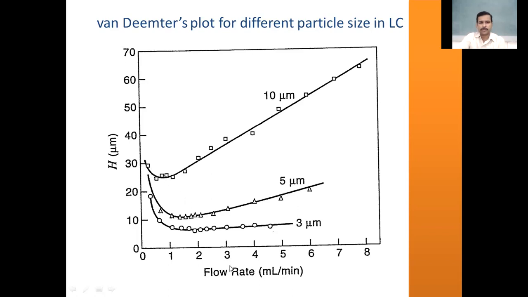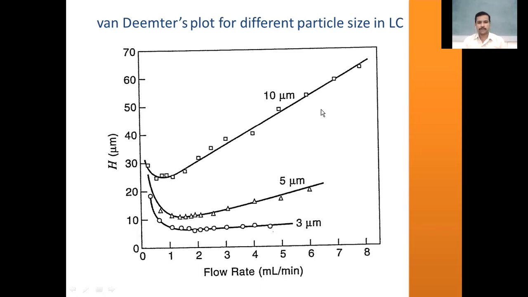But the picture shows there is an abrupt dependency of flow rate on the height of the theoretical plate. There is much influence of flow rate on the height of the theoretical plate when we use 10 micrometer particle size. So as the particle size is increased, the plate height will also become more as the flow rate is increased along the x-axis. So if you increase the mobile phase flow rate, the plate height is also going to increase if the stationary phase particles are larger in size.